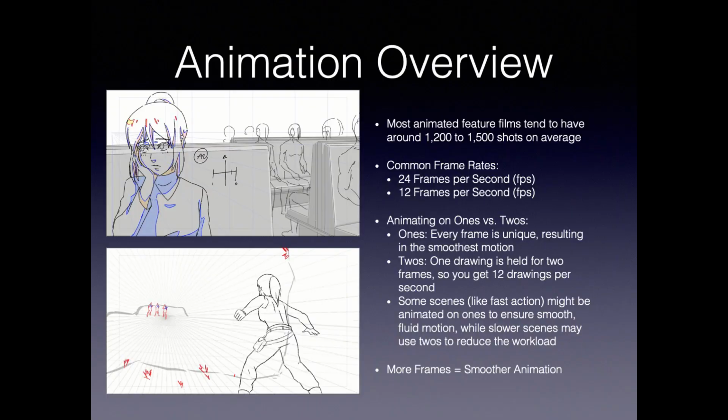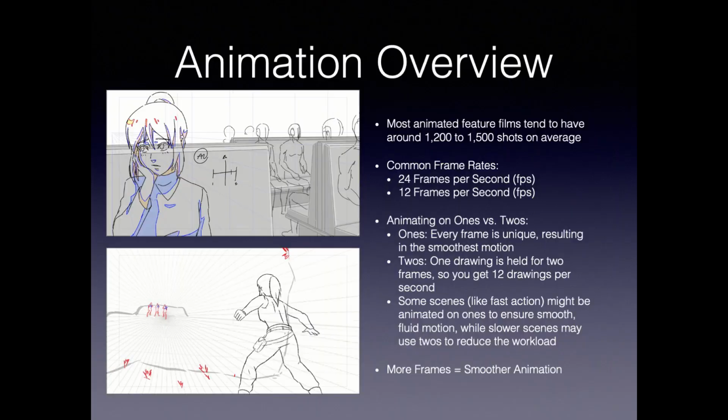Now, examining an animated feature film, most tend to have around 1,200 to 1,500 shots. In terms of the non-3D animation styles, the common frame rates tend to be either 24 frames per second or 12 frames per second. Most animated movies actually utilize both, where if it's 24 frames per second, it means that every frame is unique, resulting in the smoothest motion. And if it's 12 frames, one drawing is held for 2 frames, so you get 12 drawings per second.